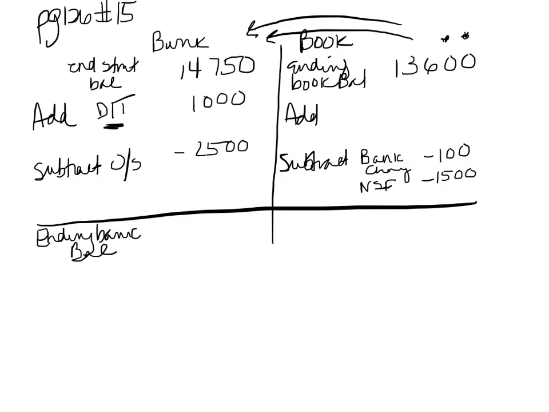Then interest on the note receivable collected by the bank of $1,250. So the bank on our behalf collected $1,250 for us. We're going to need to go ahead and put notes receivable and add that $1,250 on the book side. Well, we've taken care of all of the possibilities here. So now let's go ahead and do the math.